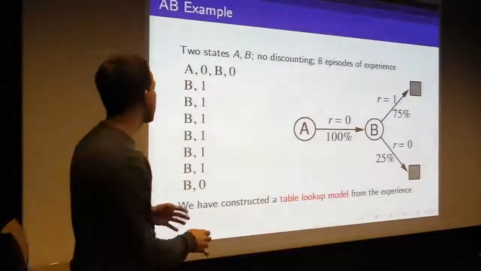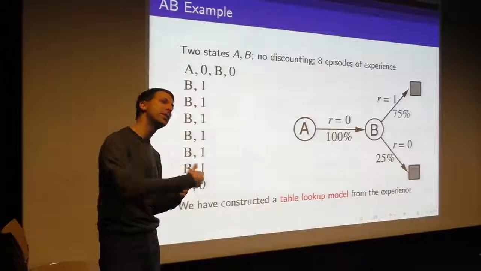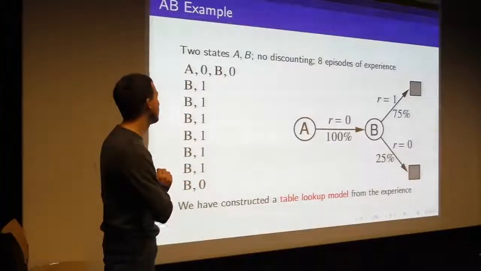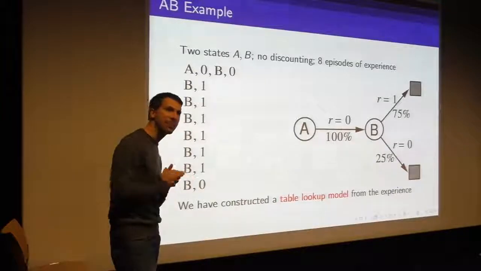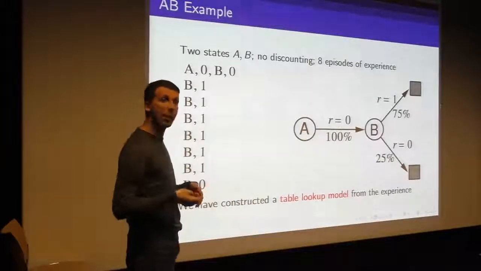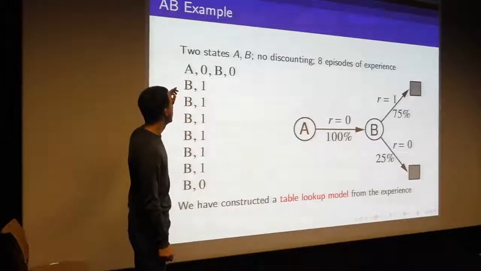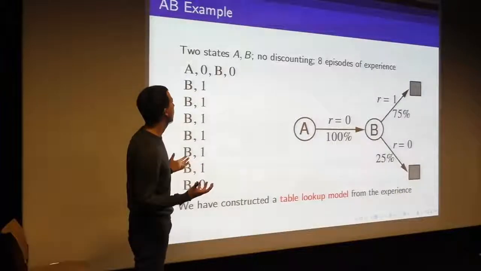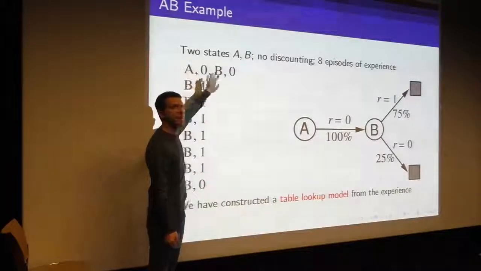Okay, let's make this concrete. So we've had this example once before, but I'm going to take it just one step further in this class now. So we had this really simple A-B example when we were talking about understanding temporal difference learning. So we're going to use it for a different purpose here, which is we're going to do model learning. So just to remind you of this problem, we've basically got two states with no discounting, and we just see these episodes of experience from state A and state B.